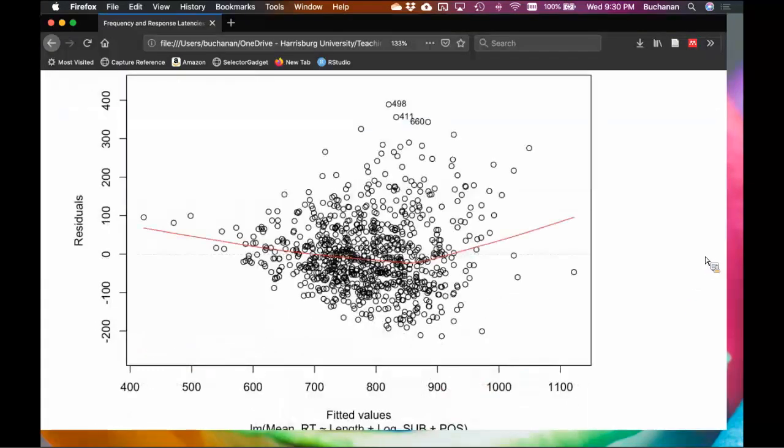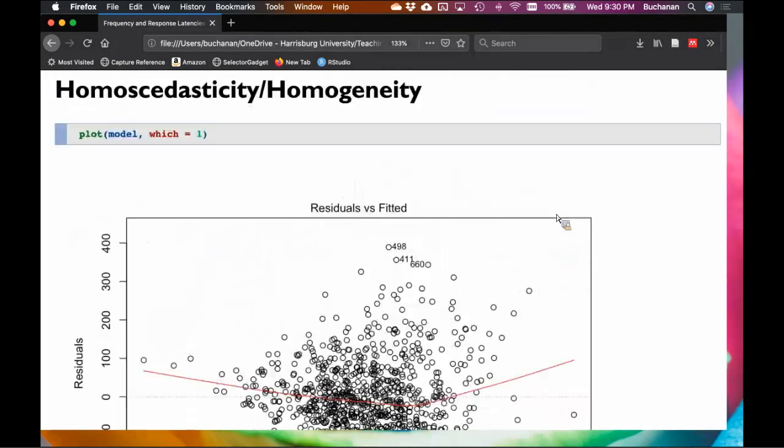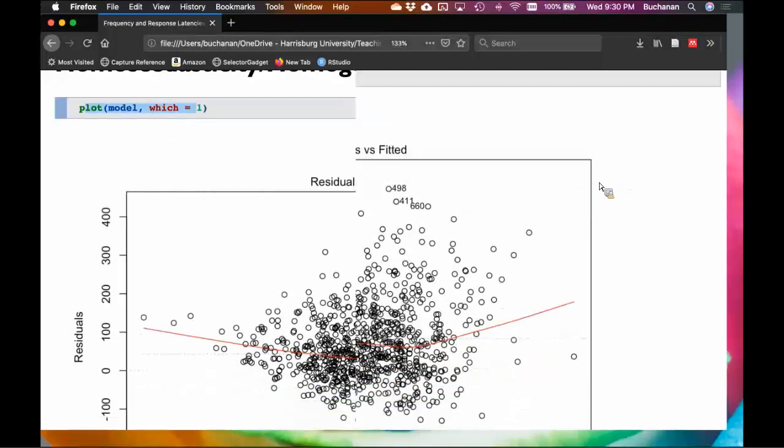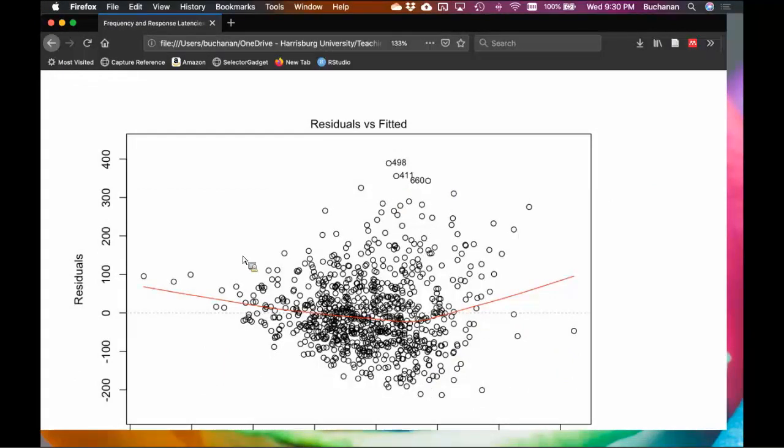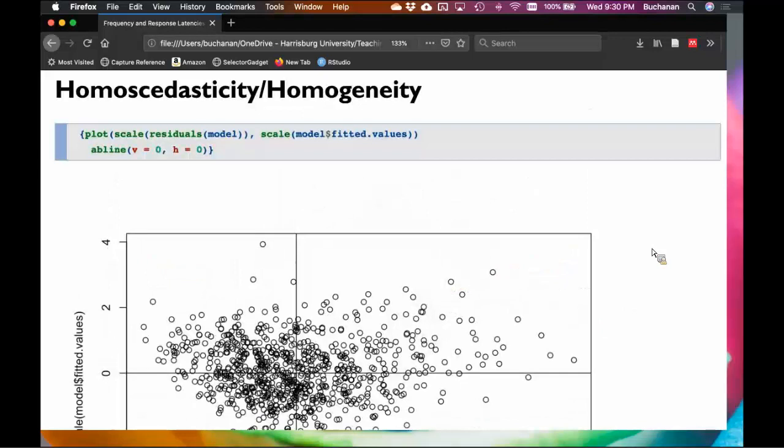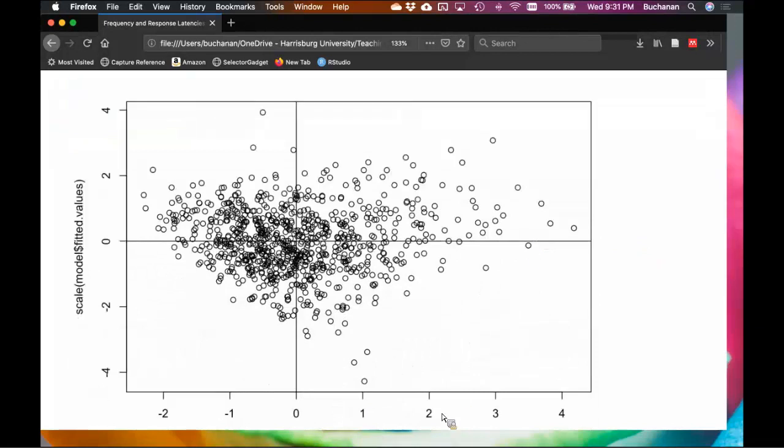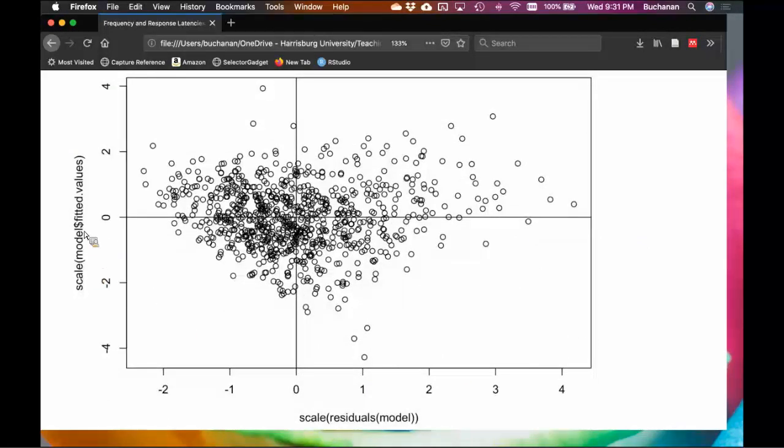The last is homoscedasticity and homogeneity. This is a little bit harder. Okay. So there's a plot option automatic in lm. And it kind of will label some of the bad data points for you. And if you're looking at this plot, what you want is the red line and the dotted line to be the same. What I tend to look at instead is a plot of the residuals against the fitted data points. So it doesn't matter which one you put on X or Y, but what you do is you take a z-score of the residuals and a z-score of the fitted values. So this is Y hat.